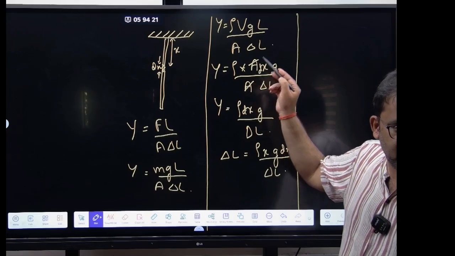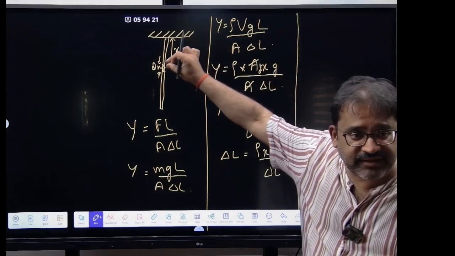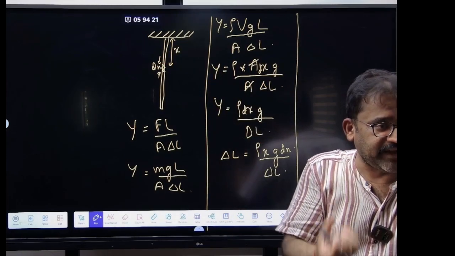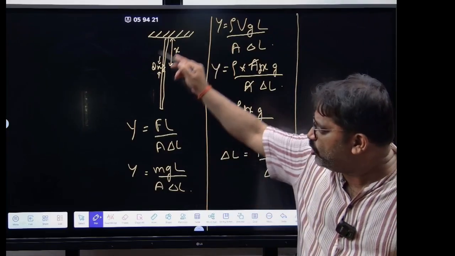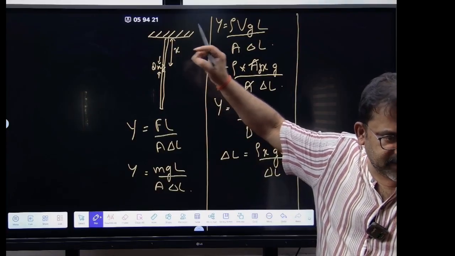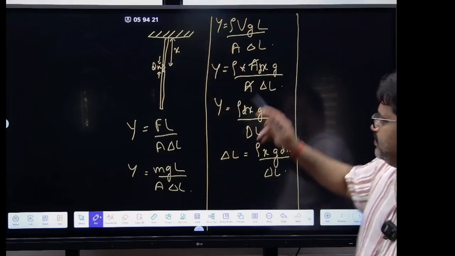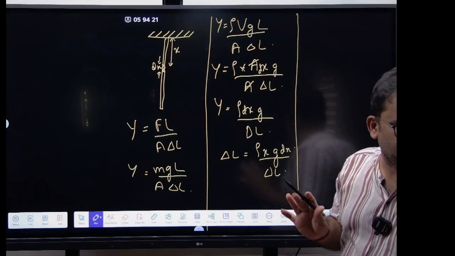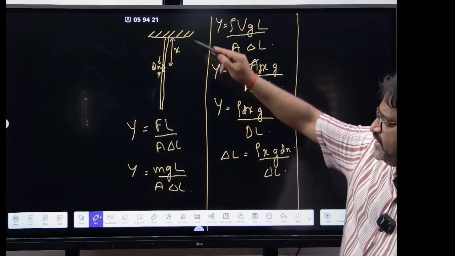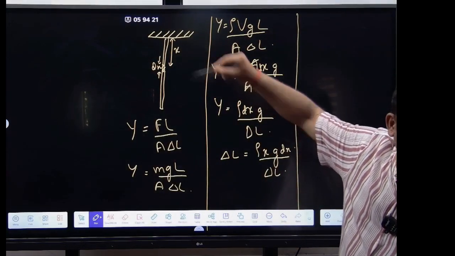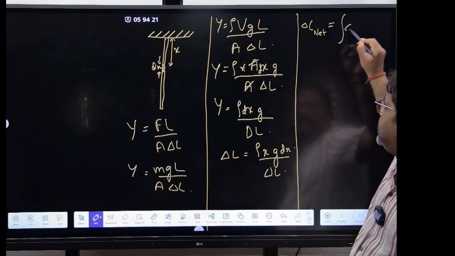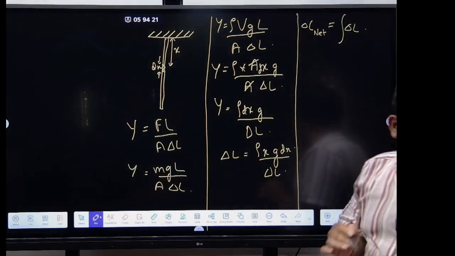Let me repeat it, children. This is not x because this is the extension produced in the rod because of self weight. Because of the whole weight of the rod, what is the thickness extended, that is dx, and that is what we are writing here. Okay. Now this is delta x, children, but remember we need the net change in length, and the net change in length is definitely equal to integration of delta L.